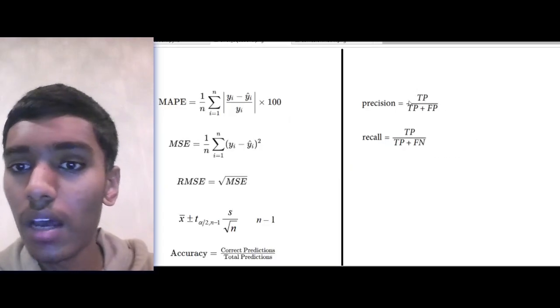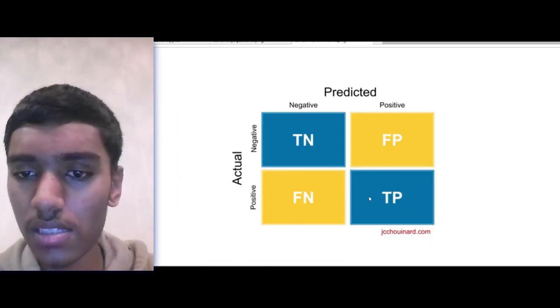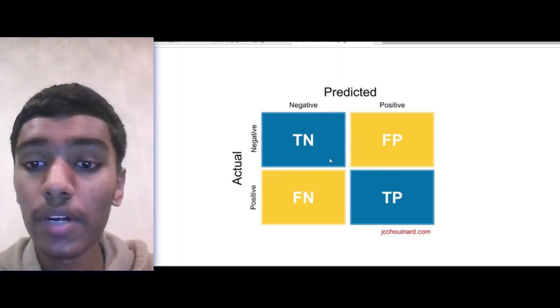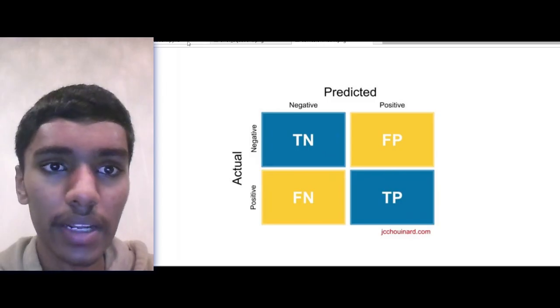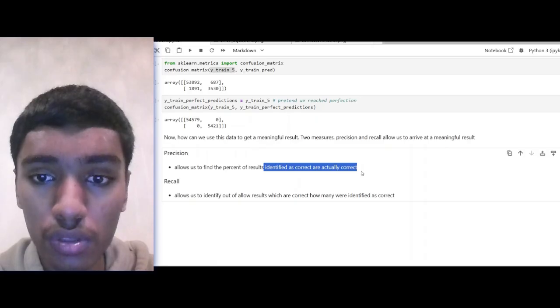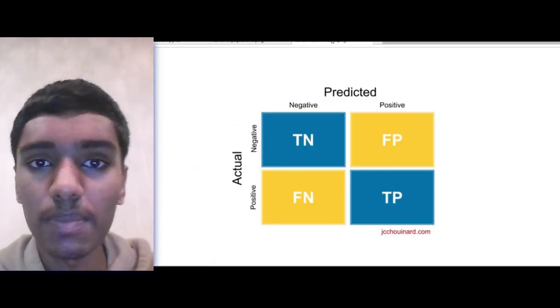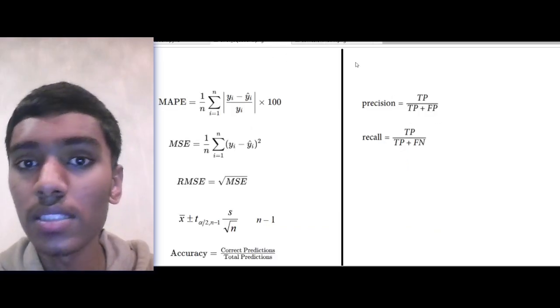So you see here TP divided by TP plus FP. TP is basically this cell right over here. It's the predictions that were correctly identified as being true, so it was identified as true and is actually correct. That's TP. And we divide that by the total number of TP plus FP.